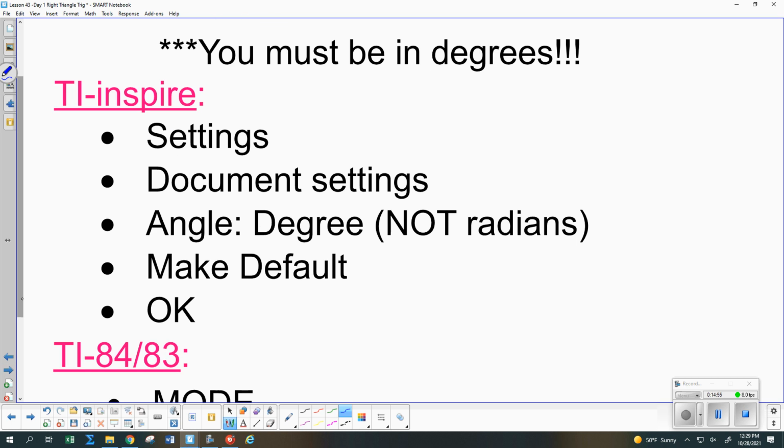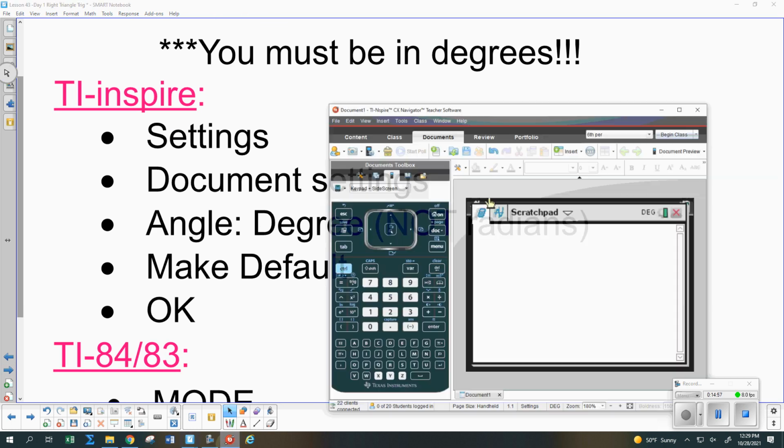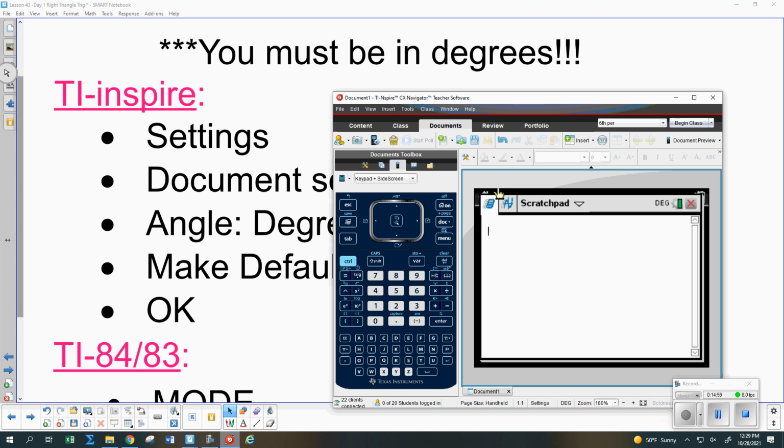For an Inspire, if you have an updated operating system, you can look in the top of your screen right by the battery indicator, and if it says DEG, it's in degrees. If it says RAD, we need to change it. If it doesn't say it because your operating system has not been updated recently, then we need to make sure that we have it where we need it to be.